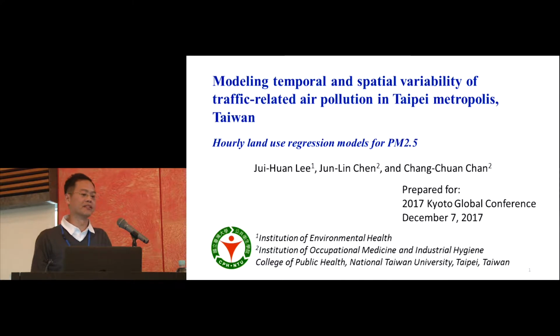So today my topic is modeling temporal and spatial variability of traffic-related air pollution in Taipei metropolitan, Taiwan: hourly land use regression models for PM2.5.